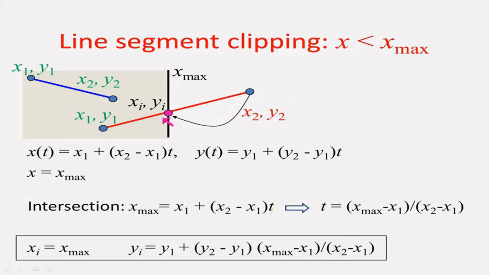For the intersection calculation, we take the parametric equation of the line segment, which expresses the line segment points as the convex combination of the two endpoints, and also the equation of the clipping line.